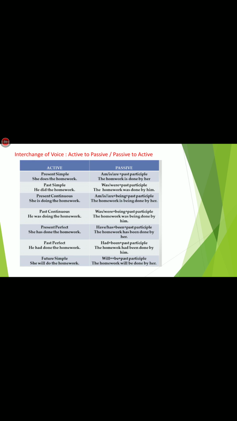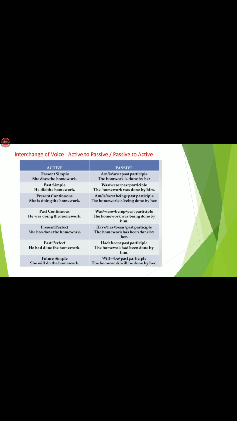Now, here you will see that when the sentence is in simple present tense, when we are changing it into passive, we have to add an auxiliary verb and the past participle of the verb. So, auxiliary plus V3. So, here what is the case in simple present tense? She does the homework. The homework is done by her. So, we have added an auxiliary is and the past participle of do, which is done. And then the agent, by her.